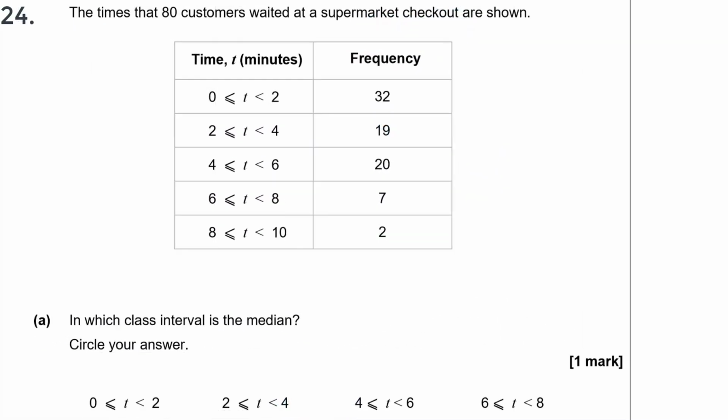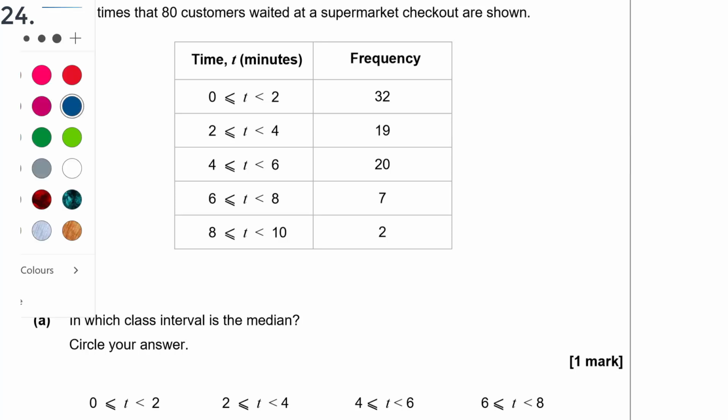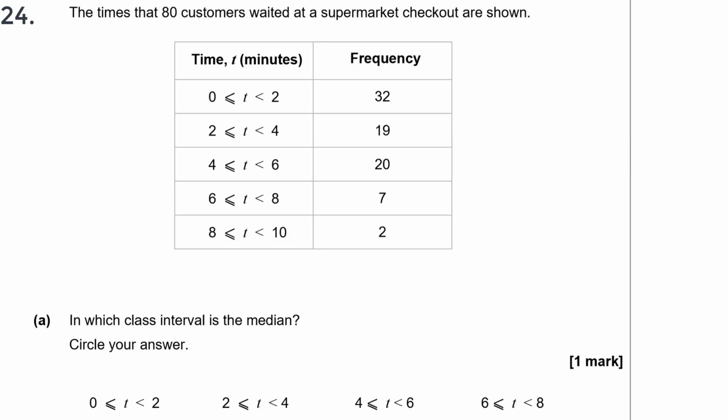The times that 80 customers waited at a supermarket checkout have been put into a grouped frequency table. Question 6a asks, in which class interval is the median? The easiest way to work out a median is using cumulative frequency. So I'm going to add an extra column to my table, with CF at the top for cumulative frequency.